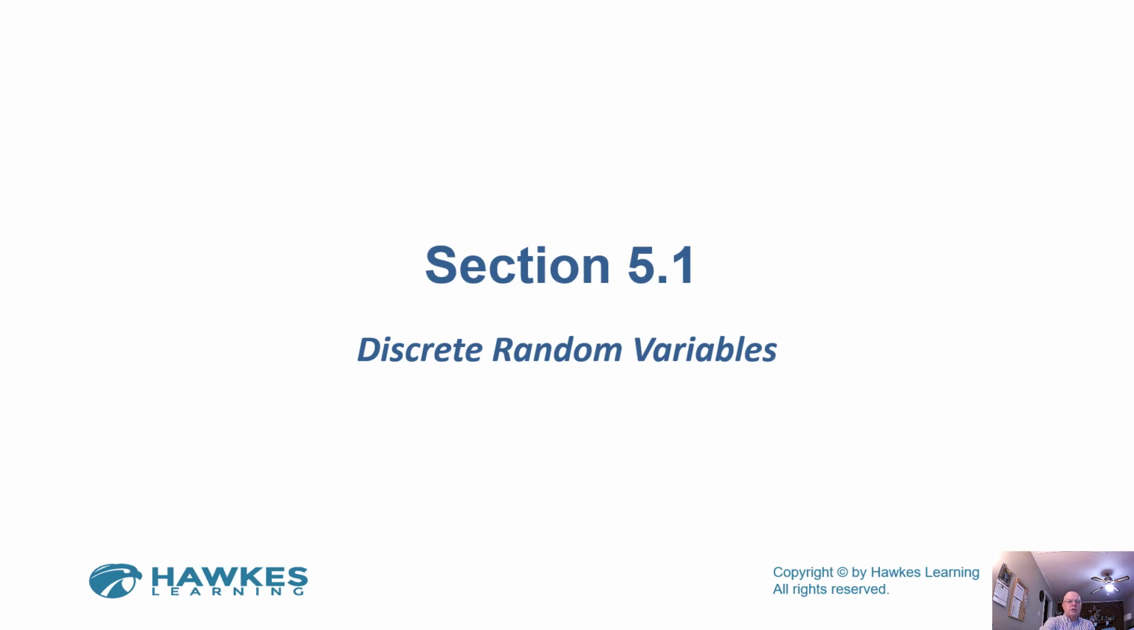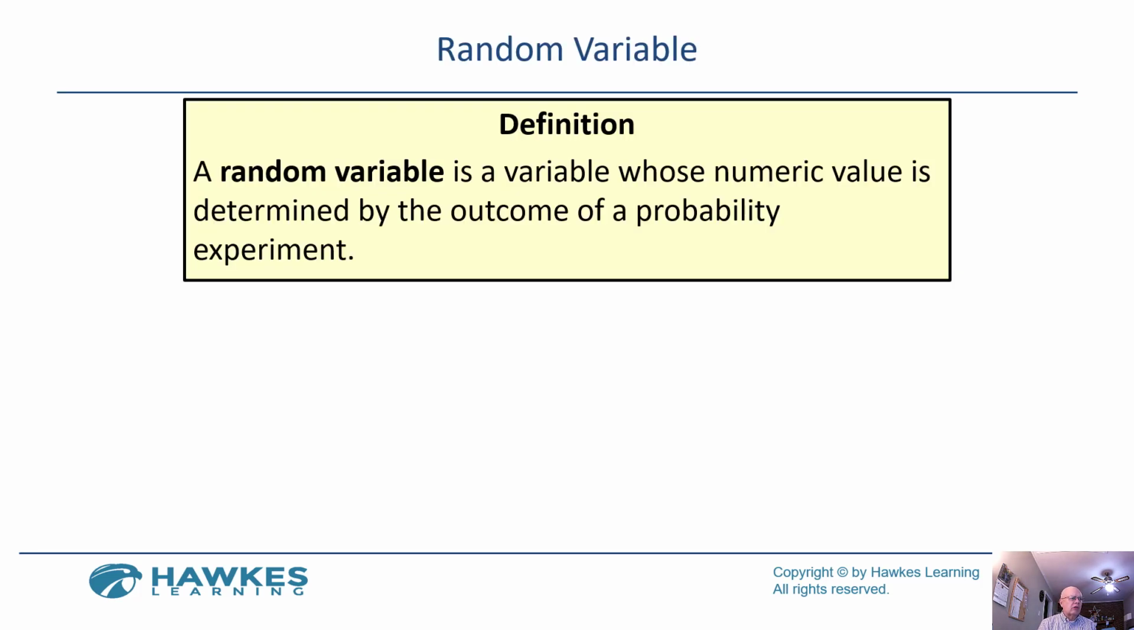Welcome back to a little bit more of mathematics, statistics in particular, and even more particular, discrete random variables as we start chapter 5. So we'll start this off by something that, if it sounds complicated, relax, it's not. A random variable is just something whose number is determined by the outcome of a probability experiment.